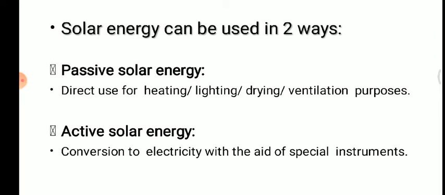The active solar energy. This conversion to electricity is basically used with the aid of a special instrument. If you have to run some special instrument, that means some large capacity or large electricity-requiring appliances or applications. So that's why this electricity current should be converted: first it goes to the AC converter, and then it is supplied to the power lines.